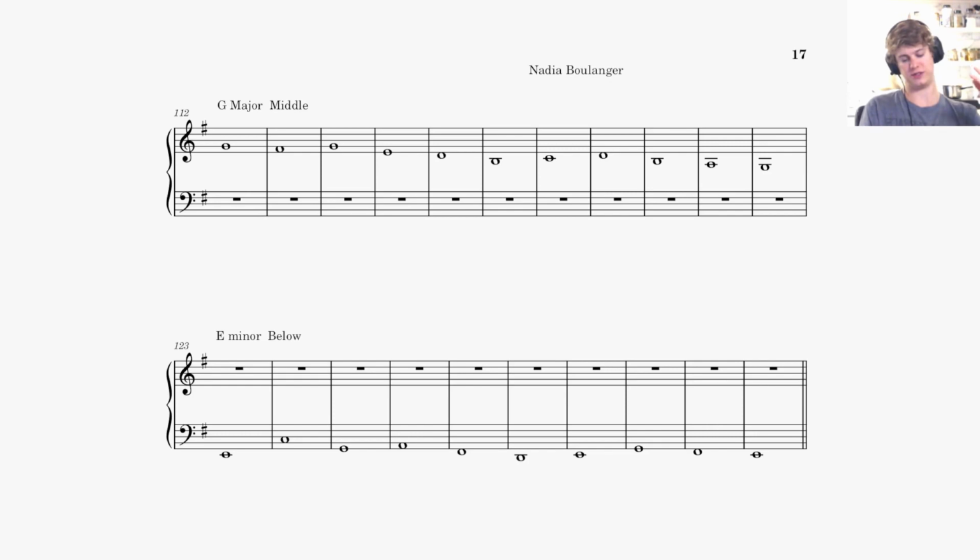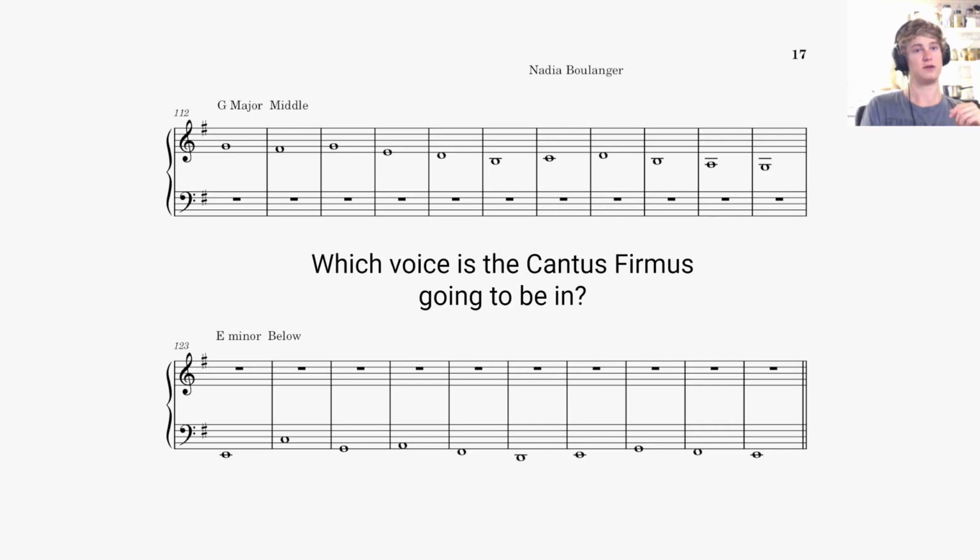Now with 3 voices, we have more options with our responses. Before with 2 voices, we had only the options to either respond with our counterpoint above or below the cantus firmus, but now we can think in a slightly different perspective. Which voice is the cantus firmus going to be in? Now it can either be in the bass voice, the middle voice, or the soprano voice.